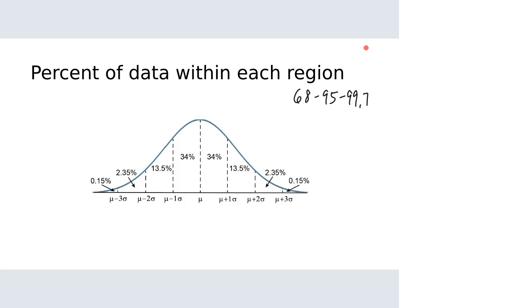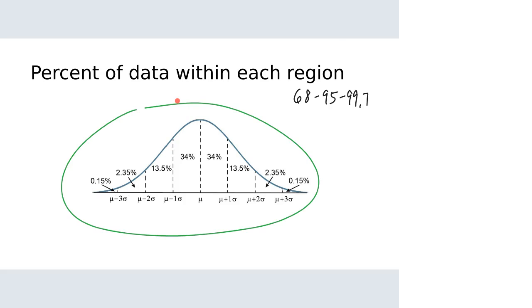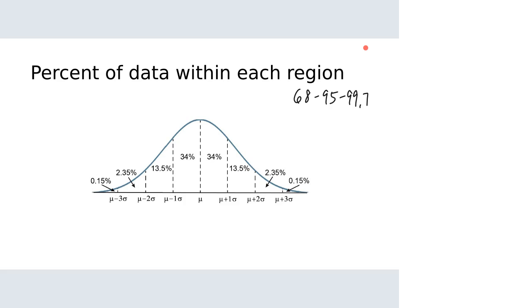is way out here, beyond our 68, 95, 99.7 rule. This picture will be extremely important for us when we solve problems. You will want to have this either memorized or written down somewhere. If you're thinking, how am I supposed to memorize that? Honestly, 34, 13.5, 2.35, 0.15. That's all you need to remember, because the other half is exactly the same. So it's only a few numbers. You're allowed to have a page of notes on the exam. You might want to have this on that page of notes.